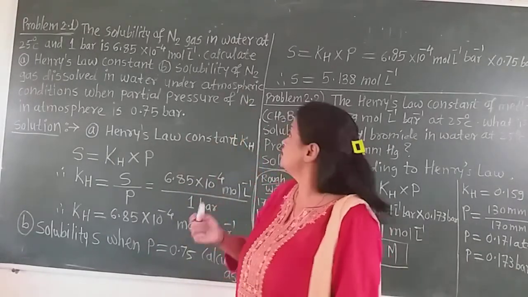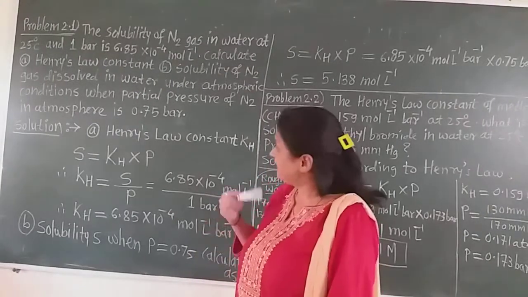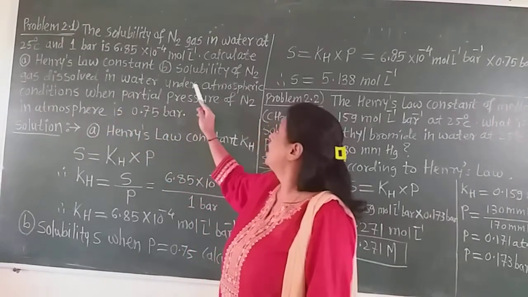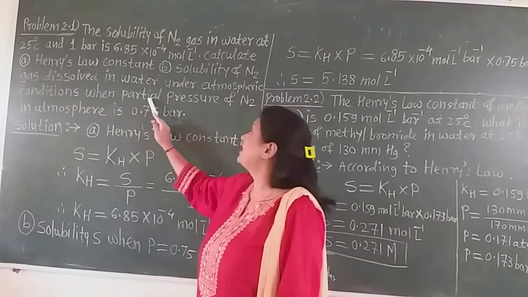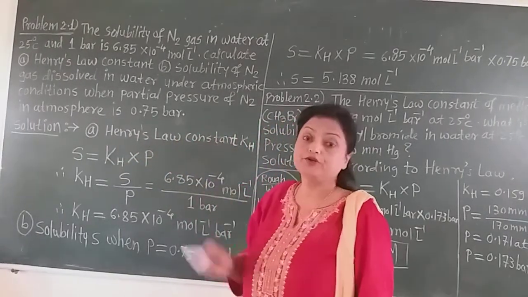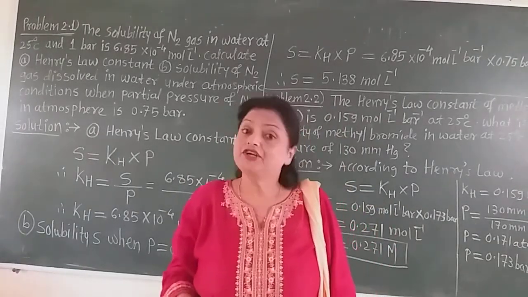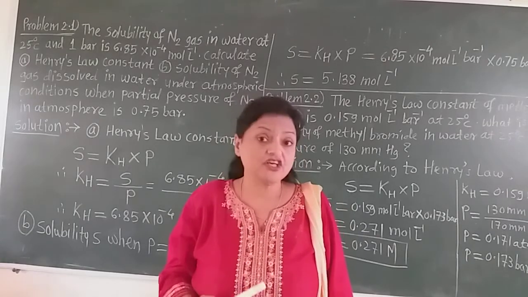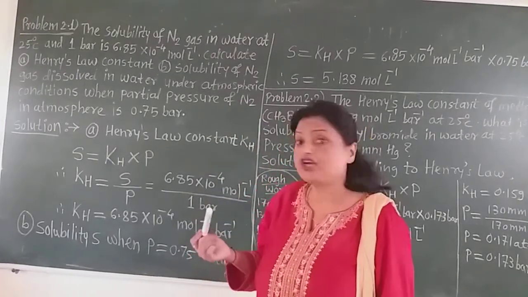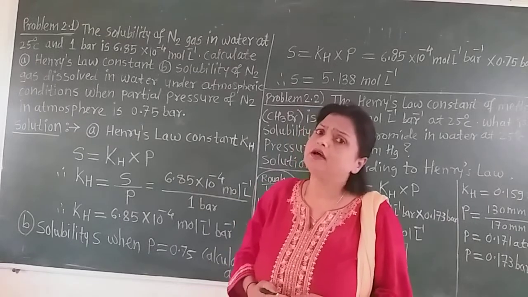So they ask us to calculate, first, the Henry's law constant, that is KH, and secondly, they also ask us to calculate the solubility of the nitrogen gas dissolved in water under atmospheric conditions, when the partial pressure of nitrogen in the atmosphere is 0.75 bar. Here the solubility of nitrogen gas at 1 bar pressure is given, and they ask us to calculate the Henry's law constant as well as the solubility when the pressure of the nitrogen gas is 0.75 bar. So, a very simple numerical.